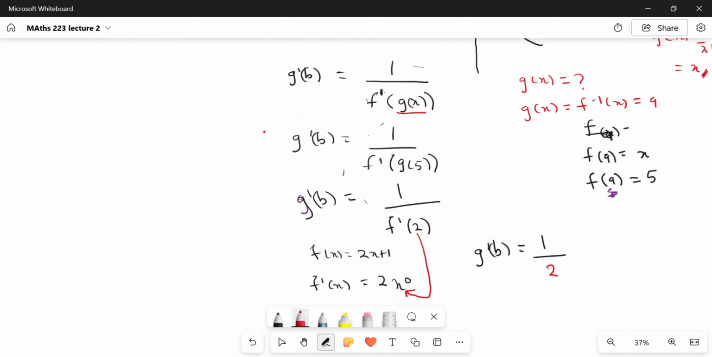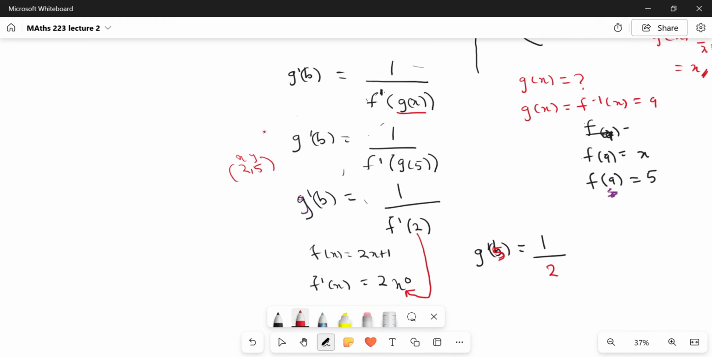Now the b was given to us as 5. So g prime of 5 should be equal to 1 over 2. Let's quickly go over this. This is the relation that we saw earlier. Our 5 was given to us in the question because we were asked to find g of b, and we were given the coordinates 2, 5. This is x and this is y, so that's where we got the 5 from.